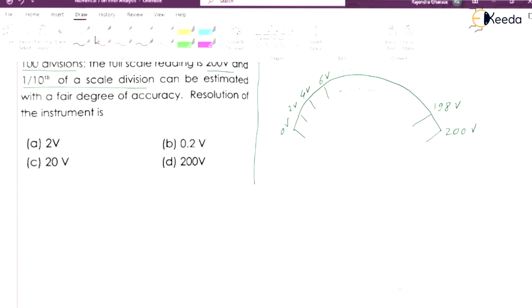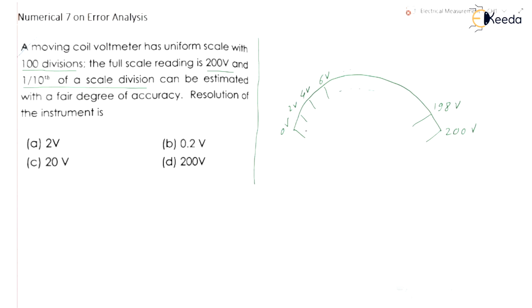Next, again it is given that 1/10th of a scale division can be estimated. So again each division is divided into 10 subdivisions. Okay, so here we are having 10 subdivisions, right? So each 2 volt division is divided into 10 subdivisions. Therefore each sub part will be of 0.2 volt, right?